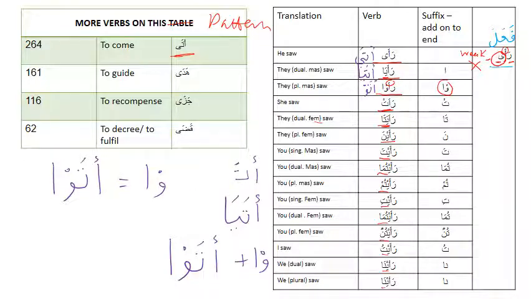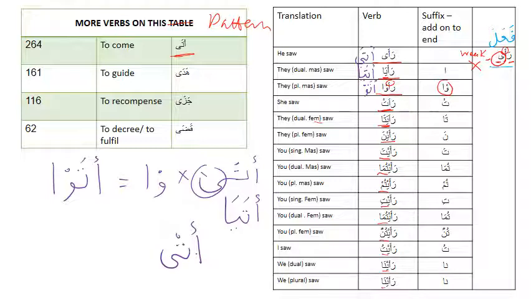Okay, yeah, so that's what it is. Ataw, and then if you want to add a ta and you say she came, then it would be ata plus ta. Completely take that out and then, sorry, that's supposed to be a fatha. Atat, it just becomes atat, she came. And then the rest stays the same.